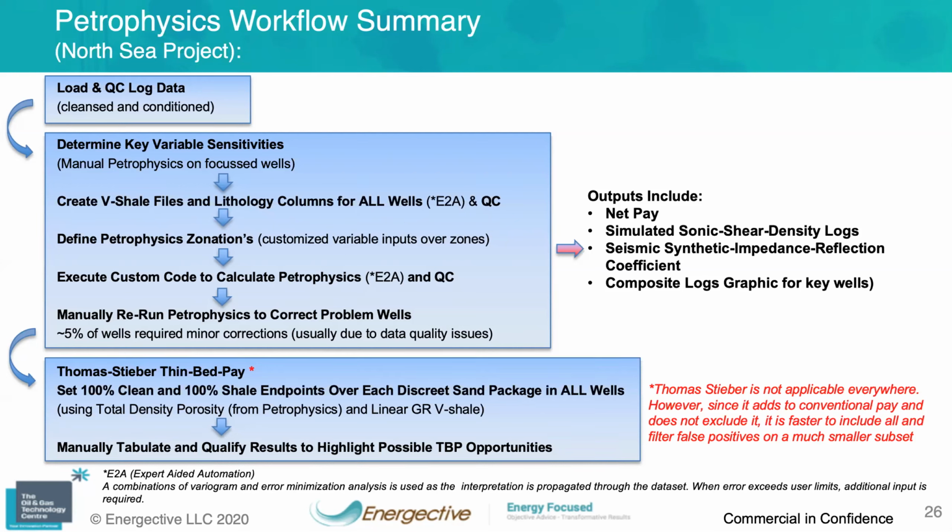And then for the Thomas-Steiber method, we have to set the 100% clean and 100% shale endpoints, and that's done for each discrete sand package in all the wells. And then we tabulate that into a spreadsheet. Again, we know Thomas-Steiber is not applicable everywhere. However, it adds to conventional pay, does not exclude it, so it's faster to include all of it and filter false positives on a much smaller subset.